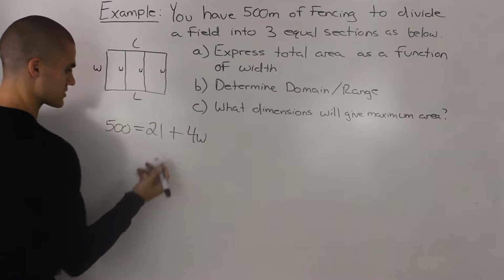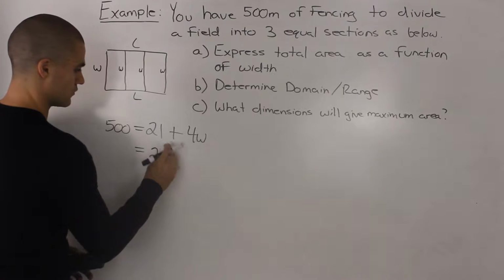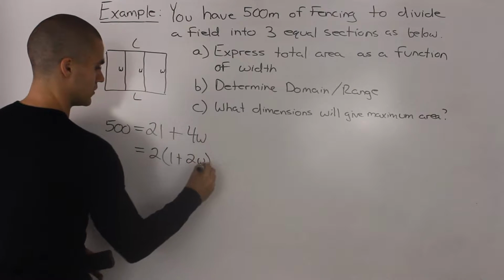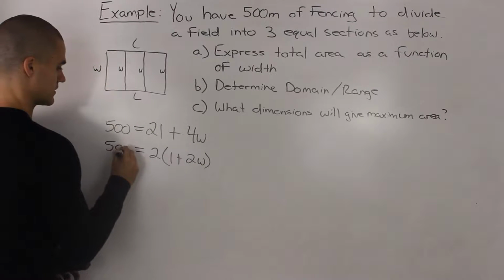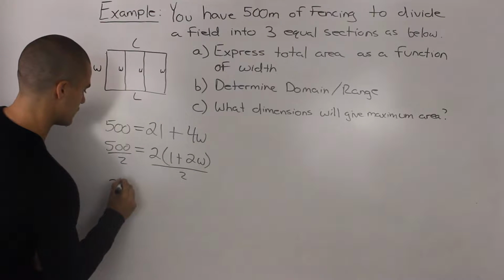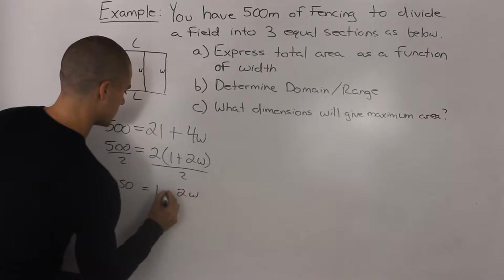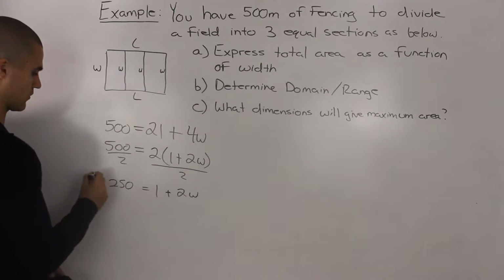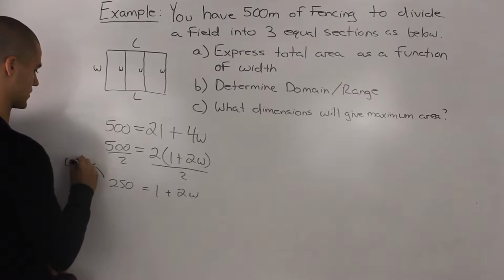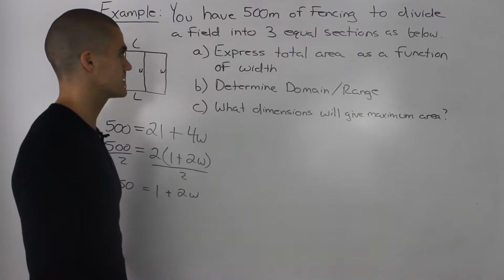Now we can also simplify this constraint further. We can factor out a 2 from the right side and we'd have L plus 2W equals 500, and then dividing both sides by 2, we'd have 250 is equal to L plus 2W. So this here is our simplified constraint.